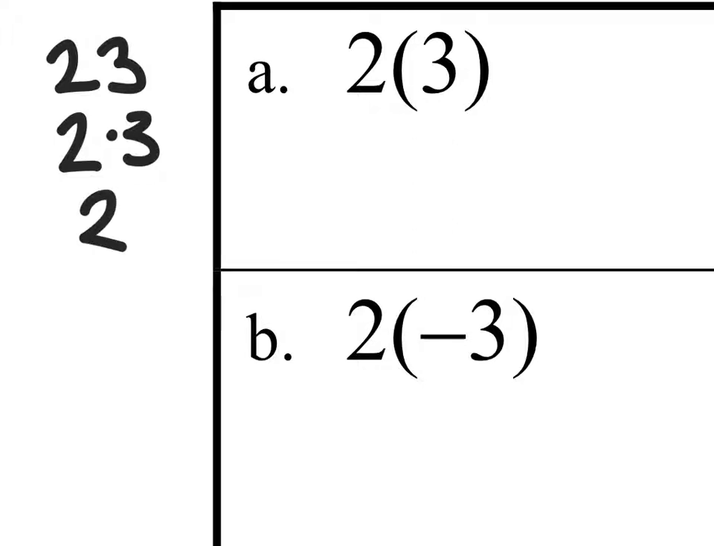But at the same time, if they have the 2 and then a 3 in parentheses like this, the operation isn't shown, but does anyone know what operation it is? Multiplication. Very good, multiplication. So even though they may not show that, just know that it is multiplication between the two. So A, what is the operation? Multiplication. B, what is the operation? Multiplication.